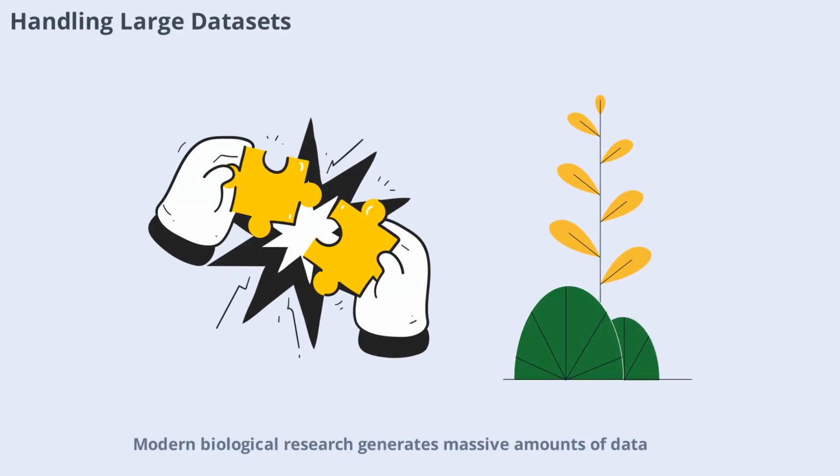Modern biological research generates massive amounts of data, from genomic sequences to ecological observations. Evolutionary algorithms are well suited for analyzing large datasets as they can efficiently search through vast solution spaces. By leveraging computational power, researchers can uncover patterns, make predictions, and generate new insights from complex biological data.